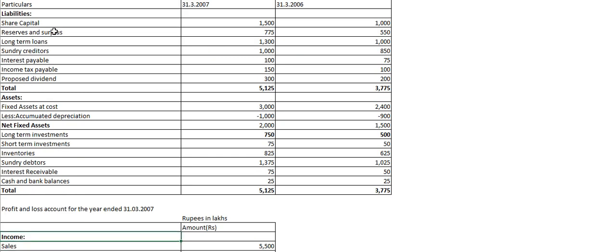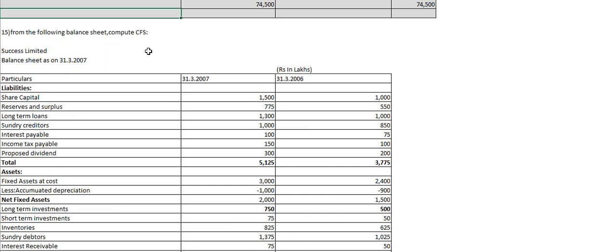So our next question: from the following balance sheet, compute the cash flow statement. It is the Success Limited balance sheet which is given. First they have given the current year, next they have given the previous year.